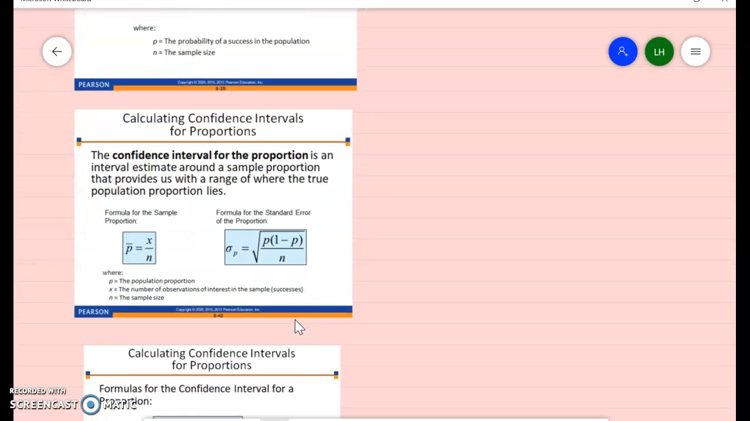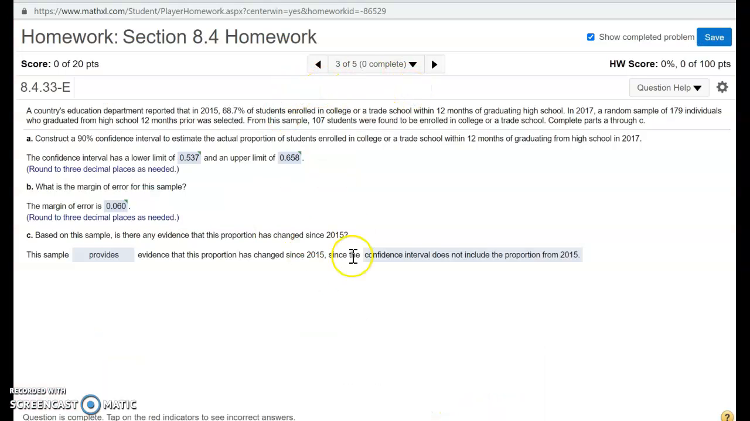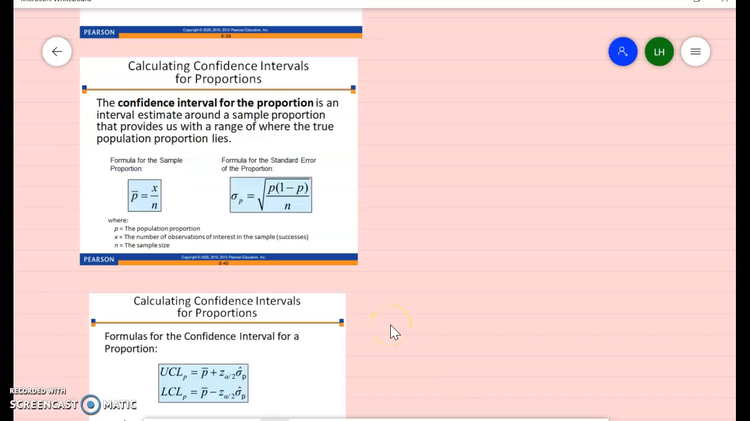All right, in this homework problem, the last three problems are going to work the same way. We're given a report that 68.7% of students enrolled in college or trade school within 12 months. In 2017, a random sample of 179 individuals who graduated from high school 12 months before was selected. For this sample, 107 students were found to be enrolled in college or trade school. So 107 out of 179.